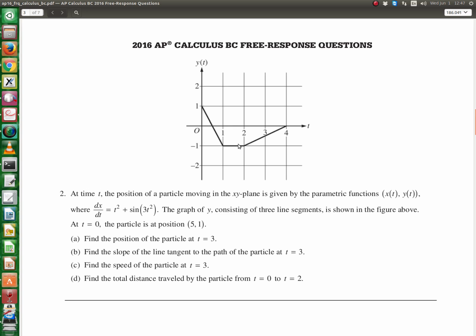So if we do the arc length formula, the integral from a to b, or t1 to t2, of the square root of x prime of t squared plus y prime of t squared, right?